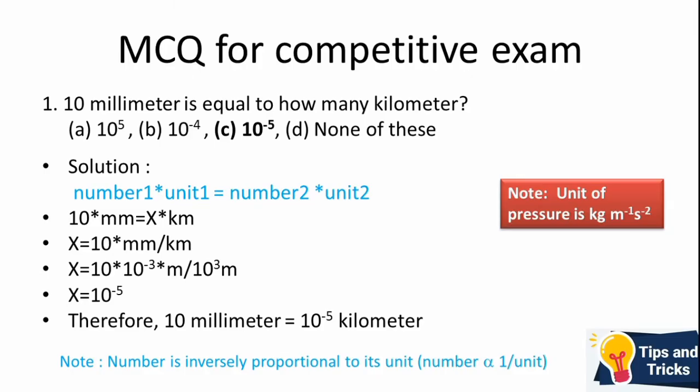I would like to apologize for an error in my last video. There was a typo in the examples for the derived physical quantity tabulation. The unit of pressure was mentioned as meter square kg per second square. Sorry for that. Please note that the unit of pressure is kg per meter per second square. So with this, let us begin now.